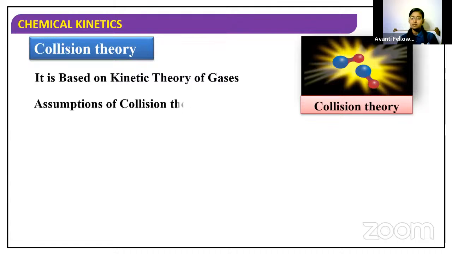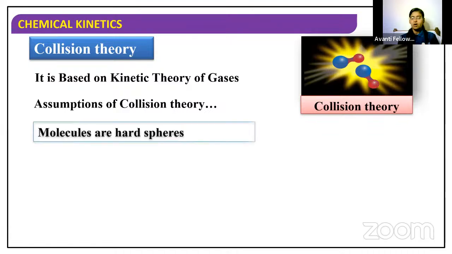Now let's see the assumptions of collision theory. First of all, in the collision theory, all the molecules are taken as hard spheres. Suppose if this is a molecule, each molecule is taken as a hard sphere.